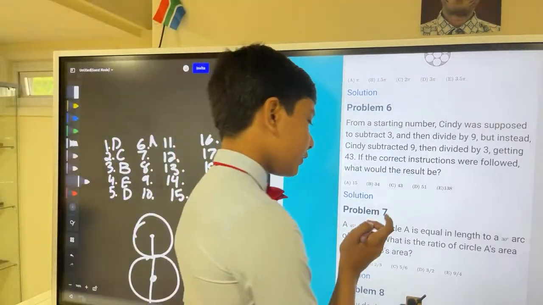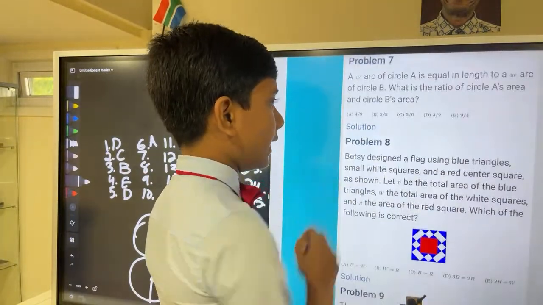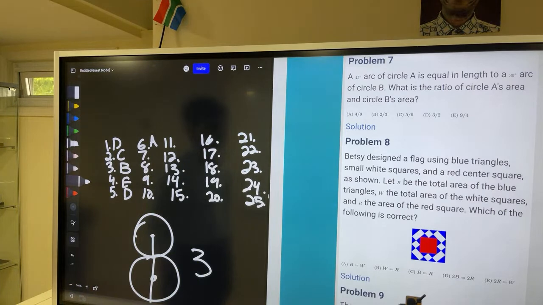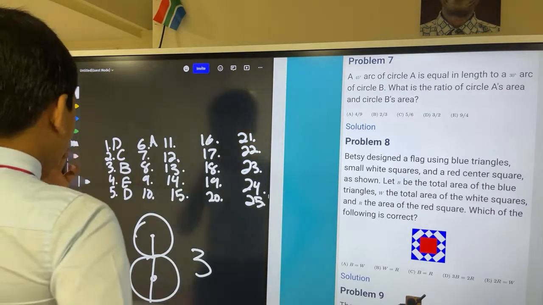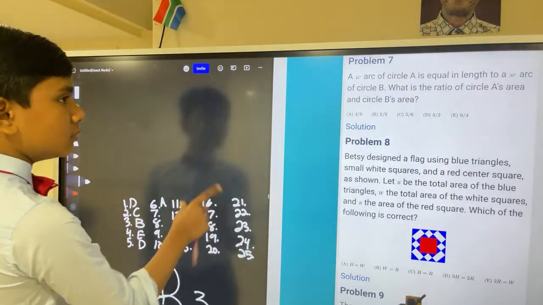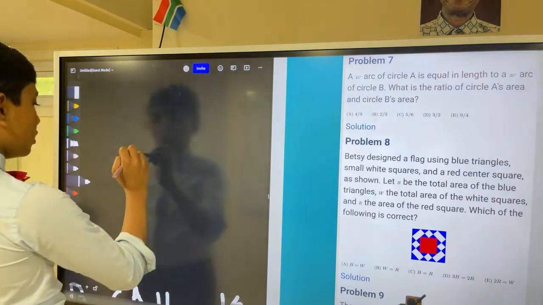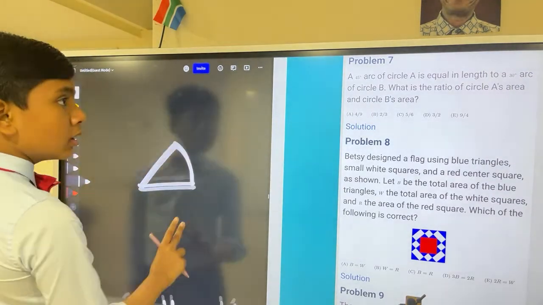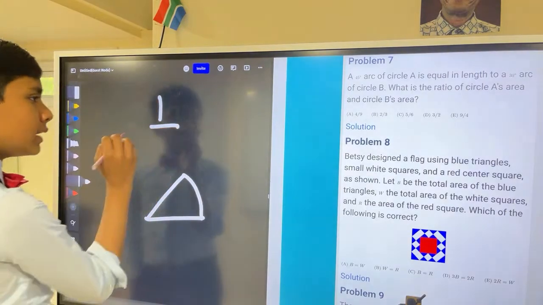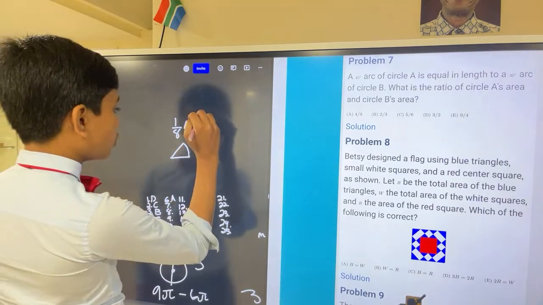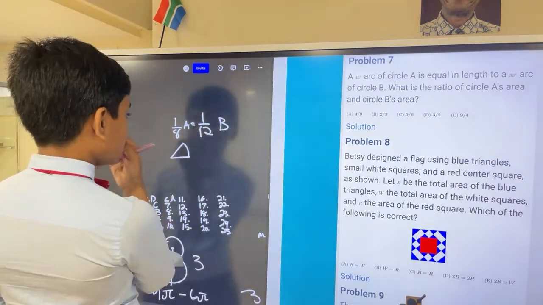7. A 45-degree arc of circle A is equal in length to a 30-degree arc of circle B. What is the ratio of circle A's area and circle B's area? Okay. So that means that 1/8 A is equal to 1/12 B.